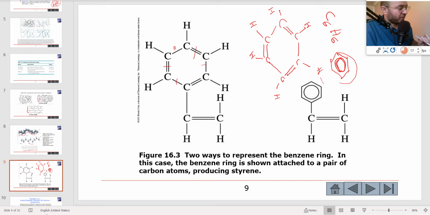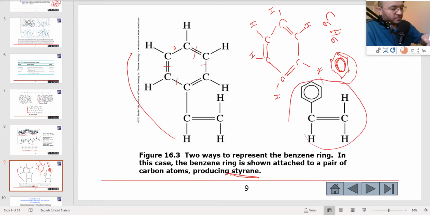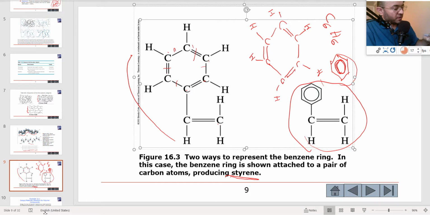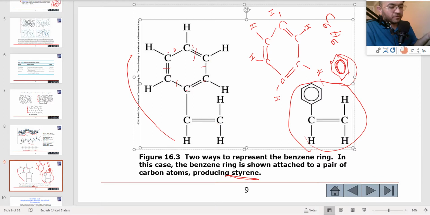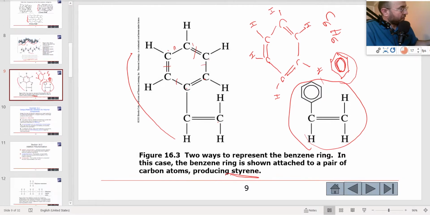Now attached to a pair of carbon atoms, producing styrene. This is called a styrene structure. You can show it like this, or you can show it simply like this. If you want to find the molecular weight of this, you simply count the carbons: 1, 2, 3, 4, 5, 6, 7, 8 carbon. Then how many hydrogens do we have? We have 1, 2, 3, 4, 5, 6, 7, 8. So you would be able to simply find them. And then the atomic mass of C is 12, atomic mass of H is 1. Just multiply that, add them together.